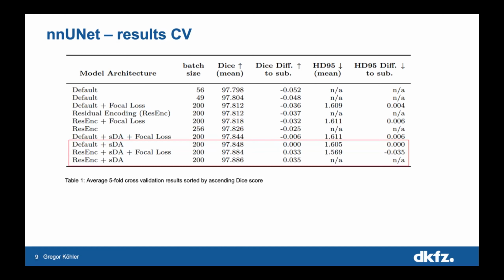And in the second submission, we used a larger ensemble, which was based on the individual folds of these three methods. Again, the default plus stronger data augmentation, then the residual encoder with stronger data augmentation and the focal loss, and also one without the focal loss. This second submission, however, scored a bit lower, I think, in the final leaderboard.